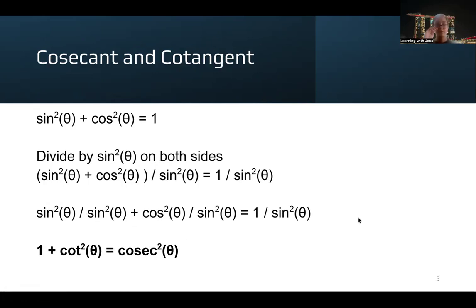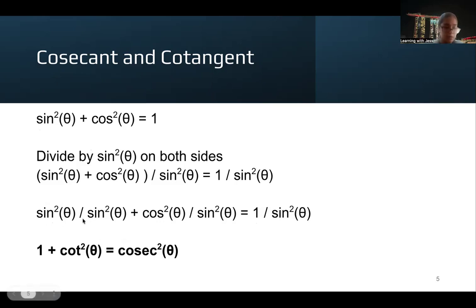Now, let's go on to a different identity. Cosecant and cotangent. This time, the cosecant is 1 over sine, and cotangent is 1 over tan. So this time, we're going to use our equation and divide by sine. So we're going to do sine squared theta over sine squared theta plus cos squared theta over sine squared theta is equal to 1 over sine squared theta.